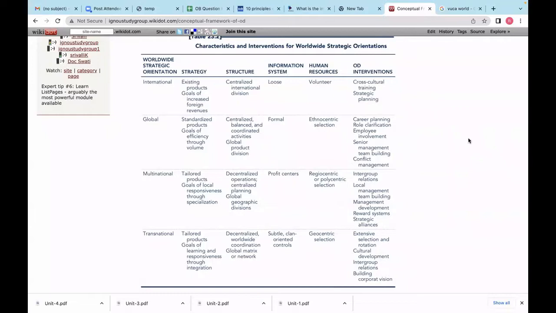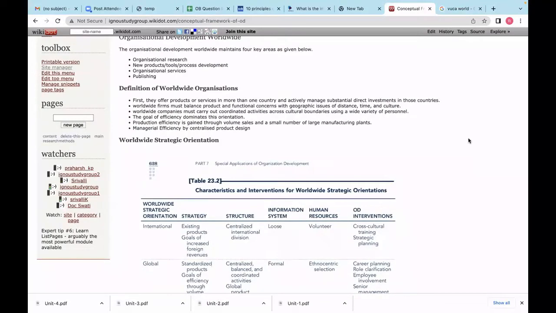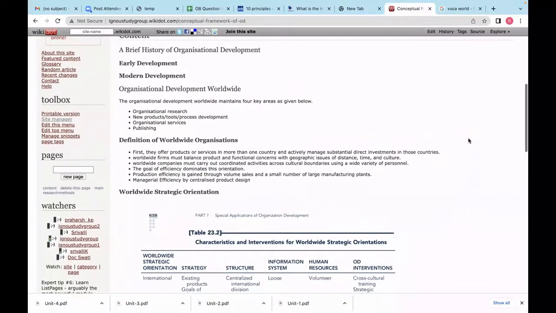The decision making is decentralized, so basically there would be some tussle across the organization, across the cultures, because every organization is almost acting like an independent organization. Even reward systems align to this decentralized structure. So this is about global orientation and multinational orientation. Okay, so we are done with unit 3 as well.